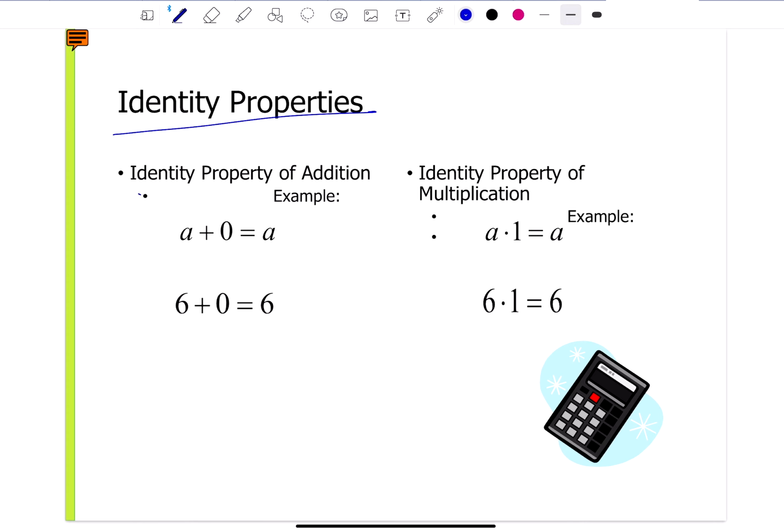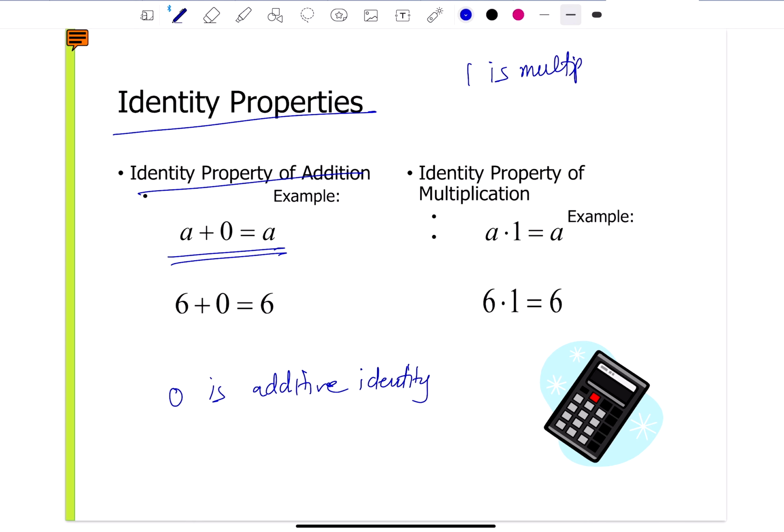Identity property. Identity property of addition: 0 is called additive identity. So any number plus 0 makes no difference. The number remains the same. A plus 0 is still going to be A. 1 is called multiplicative identity. So multiplying any number with 1 makes no difference. It's still going to be the same. Any number times 1 is still, a times 1 is still a. 6 times 1 is still 6. Negative 7 times 1 is still negative 7.